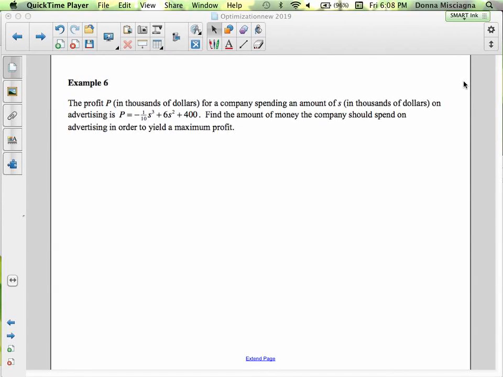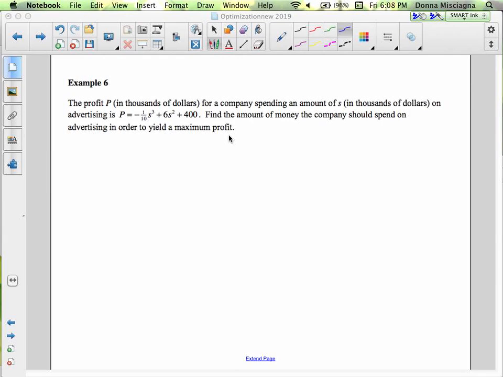The nice thing about this particular problem is you're given the primary equation. This couldn't be any easier. The profit in thousands of dollars for a company spending an amount of S in thousands of dollars on advertising is P equals negative 1/10 S cubed plus 6S squared plus 400. Find the amount of money the company should spend on advertising in order to yield a maximum profit.